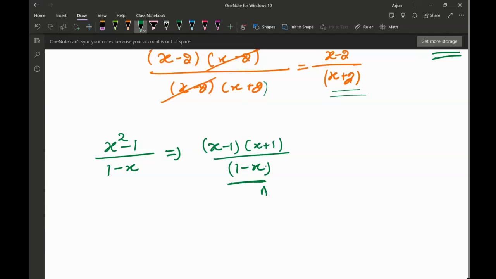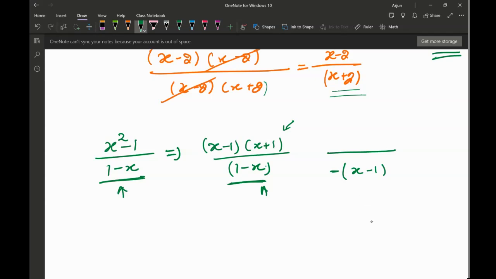So if I take the negative from the bottom, then before I take the negative, I need to make sure that I find the non-permissible value. So I'll do that later on. Coming back to what we were talking about, I'll take the negative common so that I can cancel one of the terms from the top and the bottom. So if I take the negative common, it will become x minus 1 with the negative.